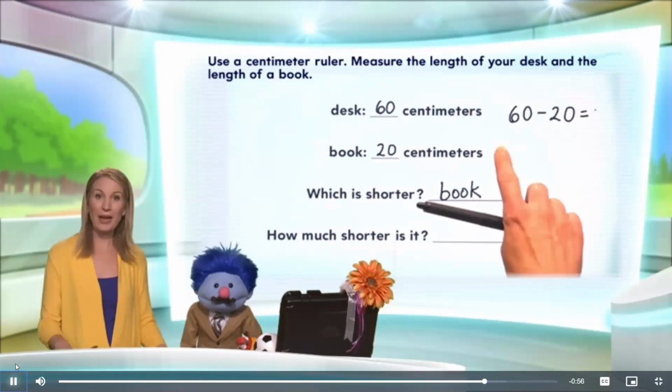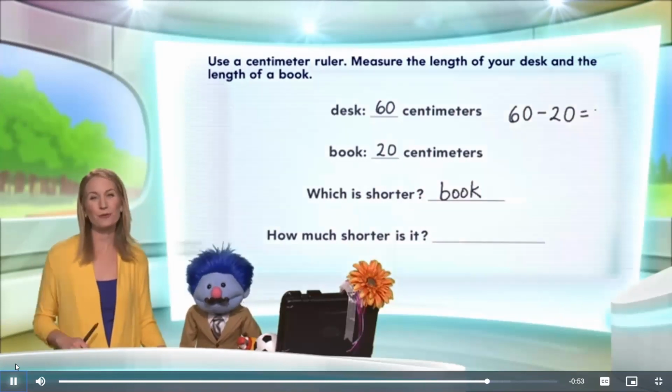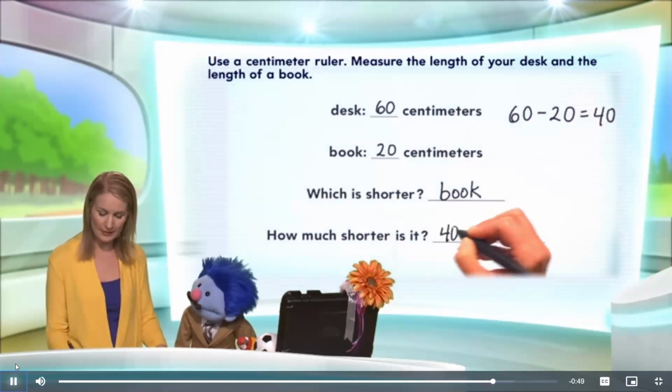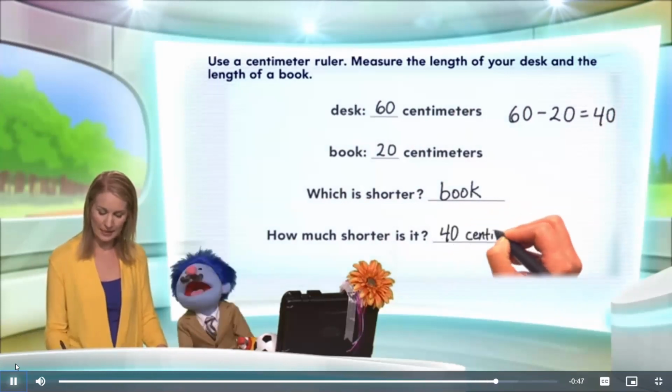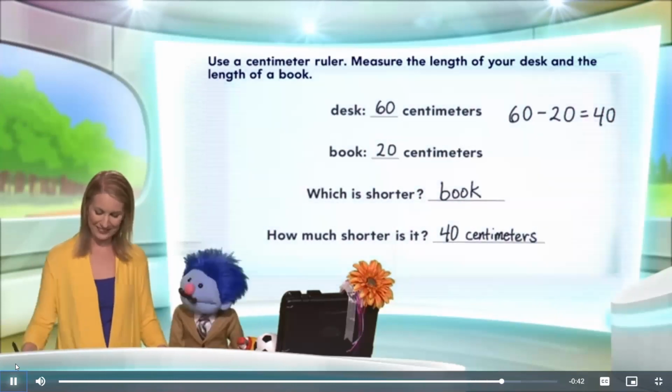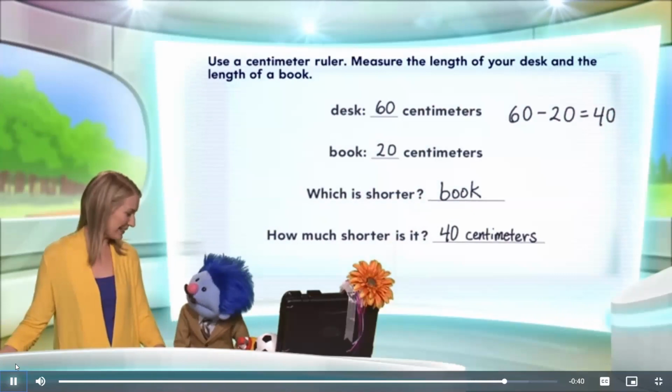40. That's exactly right, because we know 6 minus 2 is 4. 60 minus 20 is 40. So how much shorter is it? 40 centimeters. Centimeters. That's a fun word to say, Professor Rena. It sure is. Well done.